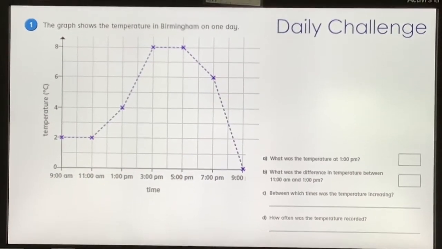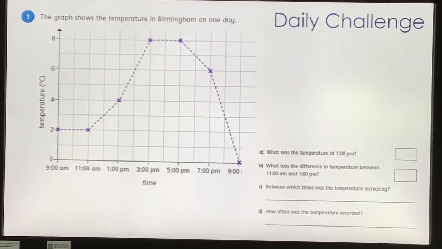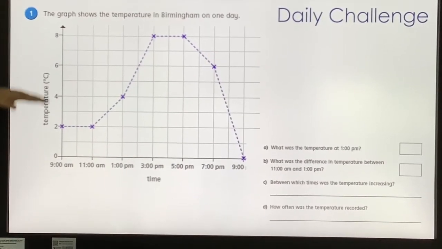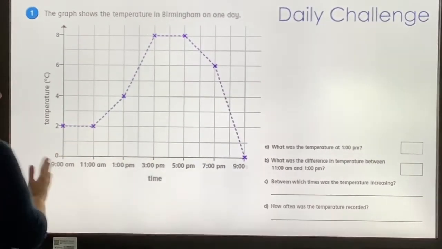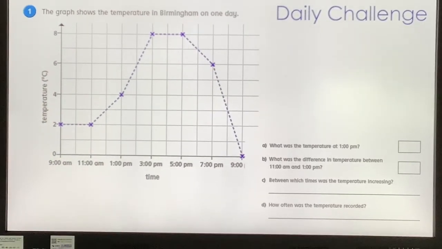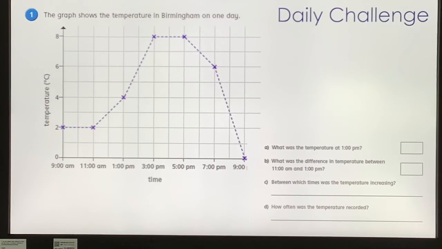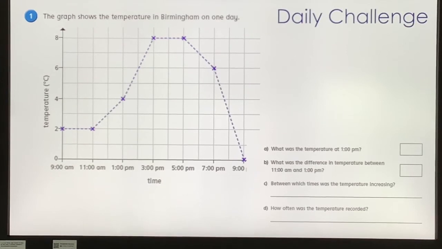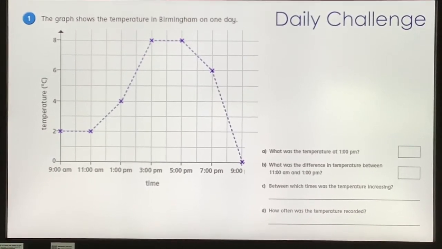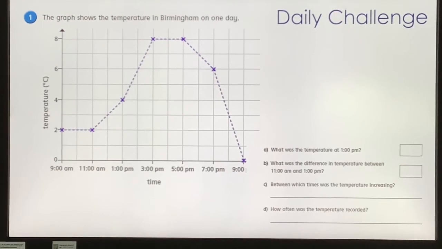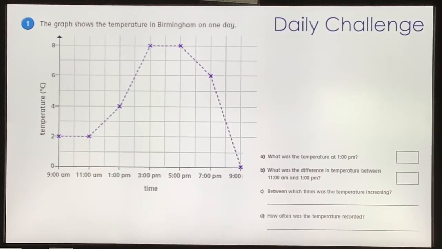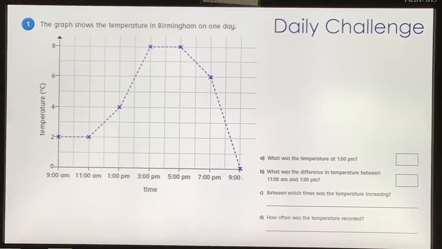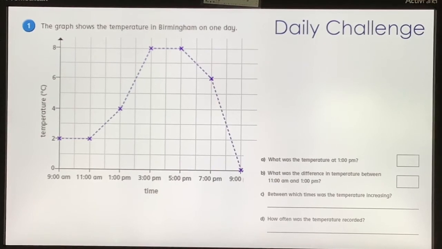So, challenge 2. The graph shows the temperature in Birmingham on one day. So up your y-axis you've got the temperature in degrees Celsius, and then along the x-axis you've got your times. A, what was the temperature at 1 p.m? B, what was the difference in temperature between 11 a.m. and 1 p.m? Then C, between which times was the temperature increasing? And then D, how often was the temperature recorded?